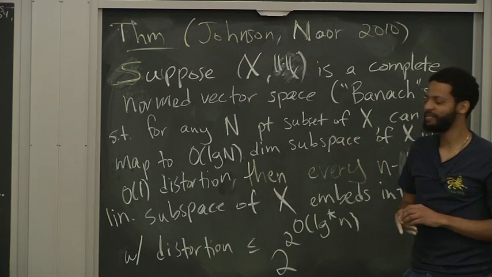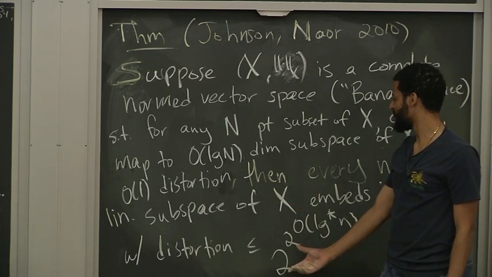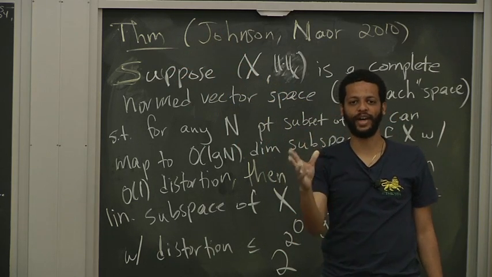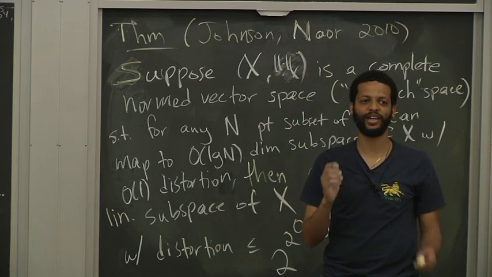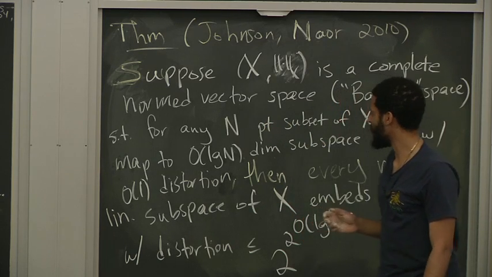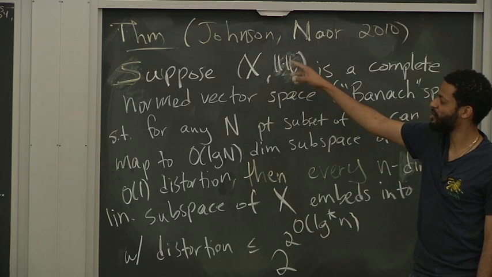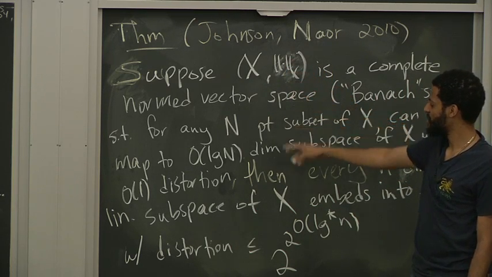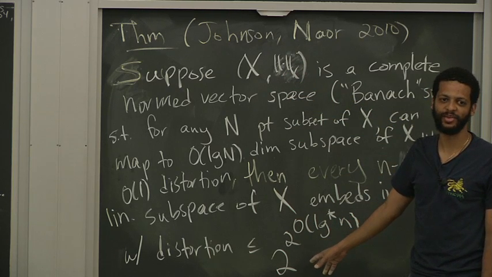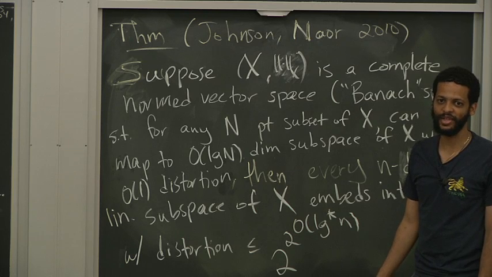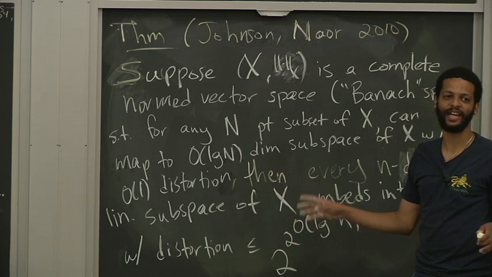Okay? So what their theorem is saying is that if you have this JL kind of property where every finite point subset maps to log dimensions, then every linear subspace of your normed vector space is basically almost the same as L2. It embeds into L2 with tiny distortion. So this really says that L2 or things like L2 are very special.